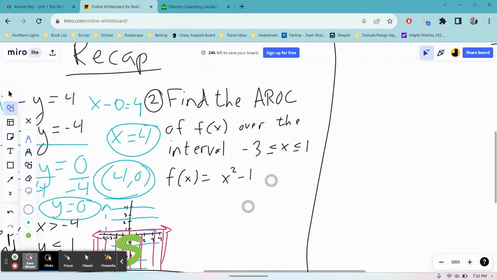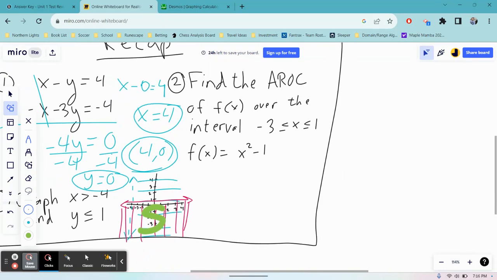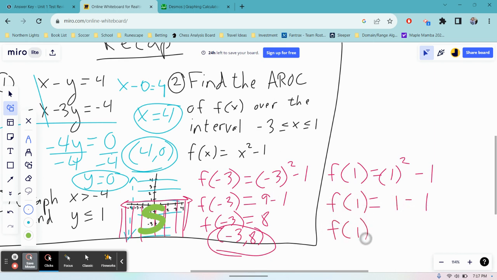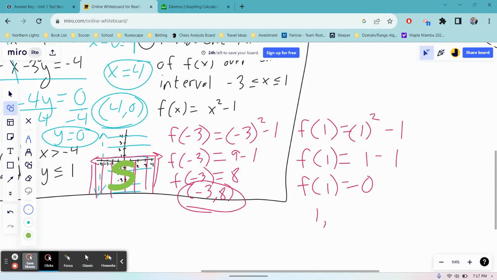And then lastly, find the average rate of change of f of x over the interval negative 3 is less than or equal to x is less than or equal to 1. So I am getting f of negative 3, which is negative 3 squared minus 1, which is 9 minus 1, which is 8. So when I plug in negative 3, I get out 8. There's the first of the only 2 points that I care about. Next, we need f of 1. We got 1 squared minus 1, which is 1 minus 1, and for you academics out there, that's 0. So you plugged in 1, you got out 0.